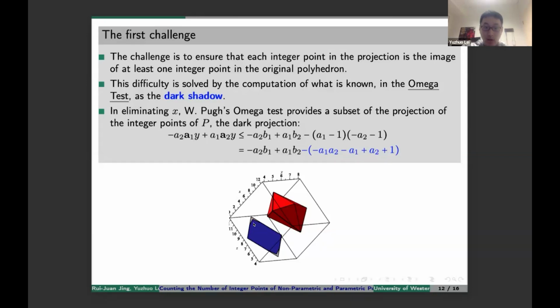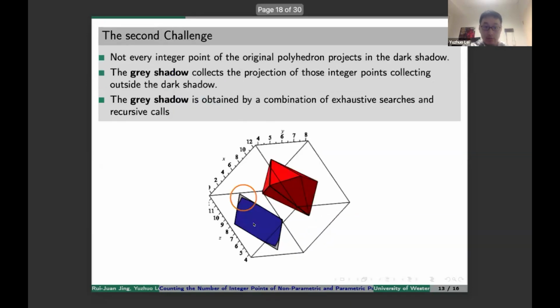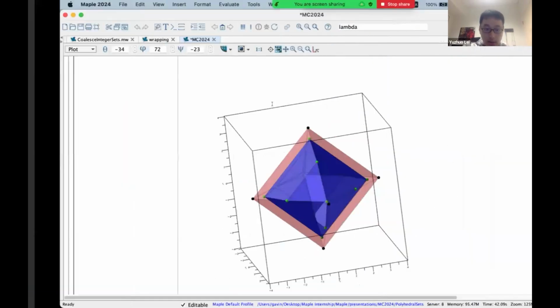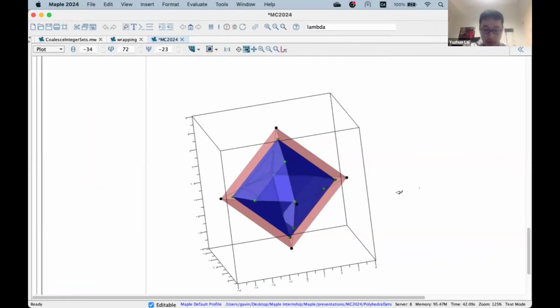For those spaces, we call them the gray shadow. And for the gray shadow, we are going to use a combination of exhaustive searches and recursive calls to analyze the missing points in the gray shadows. And let's go back to Maple again.